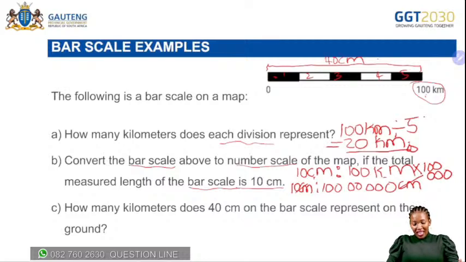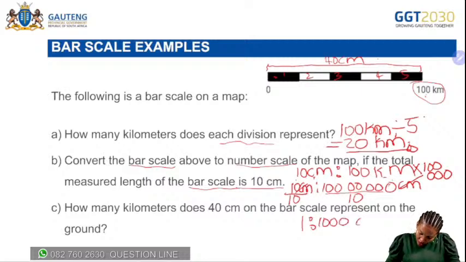Now we are left with 10 is to 10 million. Remember, we want our scale to be in unit form. Unit form means we want it to be 1 is to something. So to get rid of this 10 and make it a 1, we must divide by 10. What we do on that side, we must also do on the other side. So 10 divided by 10, what do we get? We have 1 is to... and then 10 million divided by 10, it's going to be 1 million.